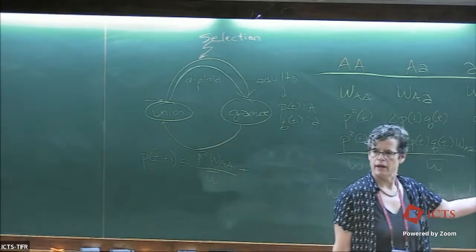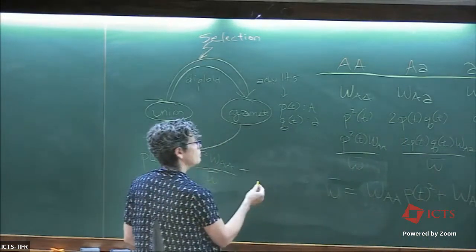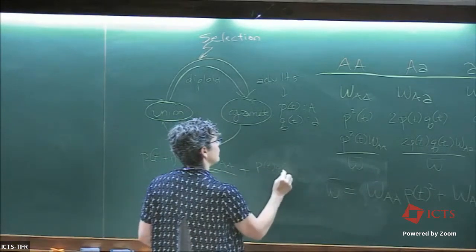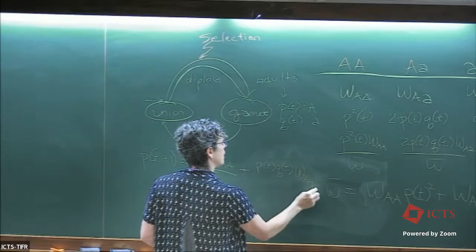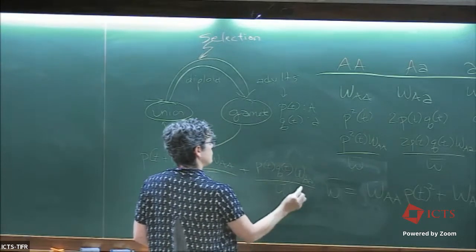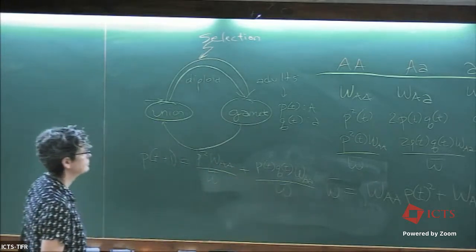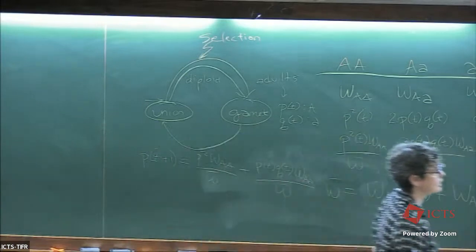And how about these homozygotes? 0. Yeah, and so all I need is half of the 2PQ, the 2 disappears, and I just have P of T, Q of T, W heterozygote. Okay. So this, and then the mean fitness is given there. And that maps us from one generation to the next.